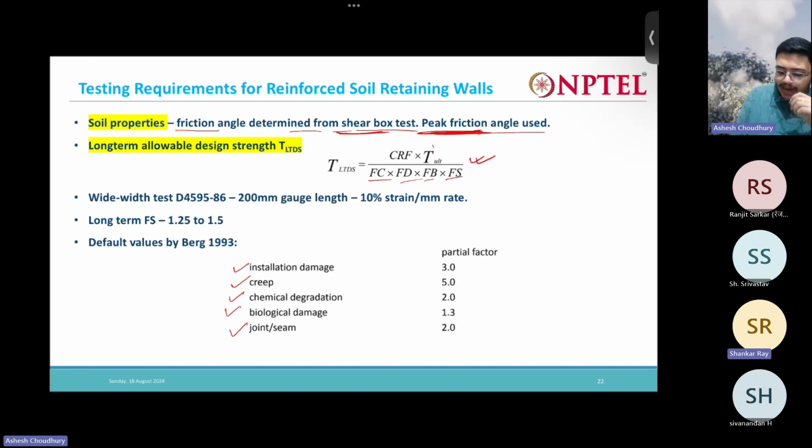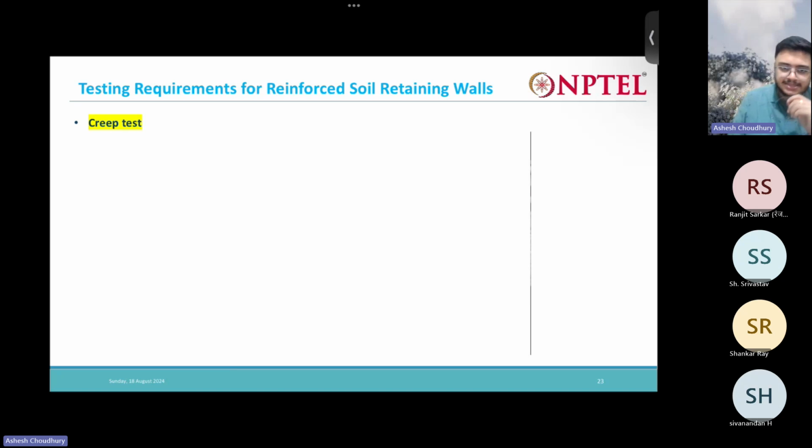Then to find out the ultimate tensile strength, what tests are available? The wide width test that we saw in the previous class, in the second discussion session. I think we saw the video. That will give us the tensile strength. This factor of safety is generally 1.25 to 1.5. Some default values are given here. Now let us see this video.